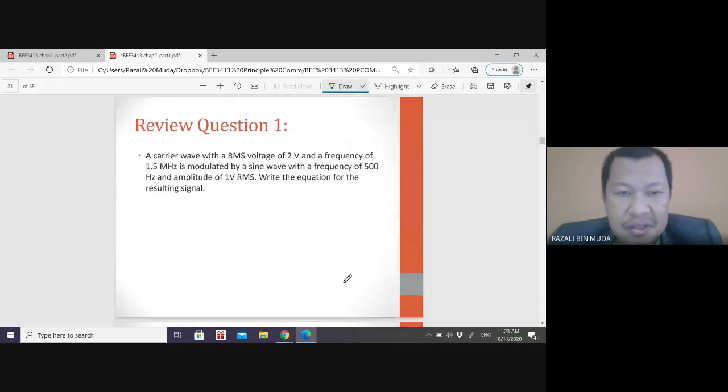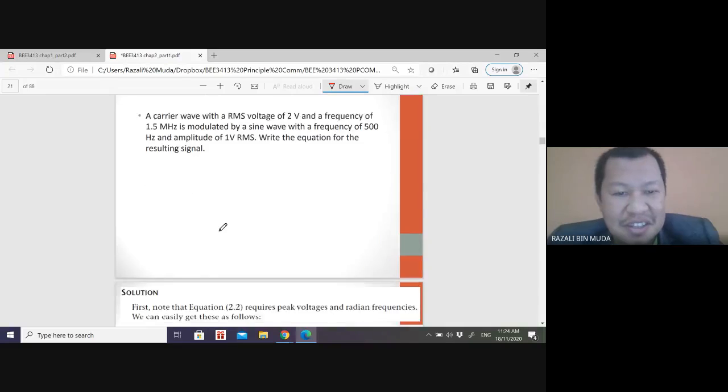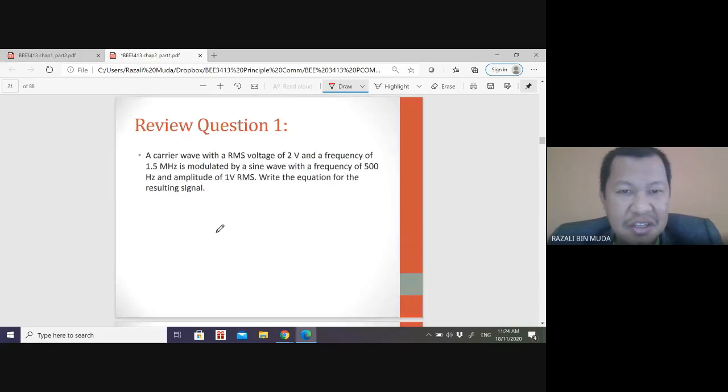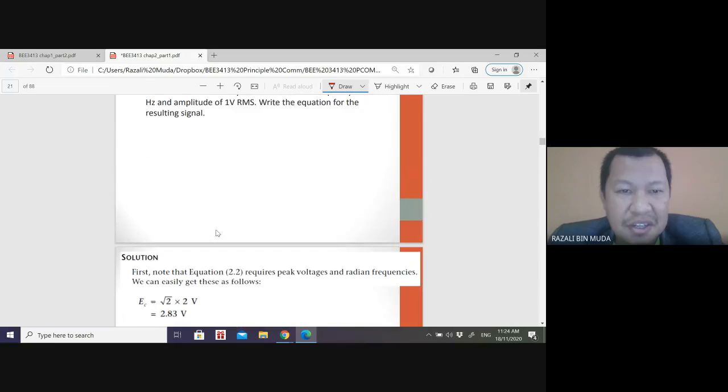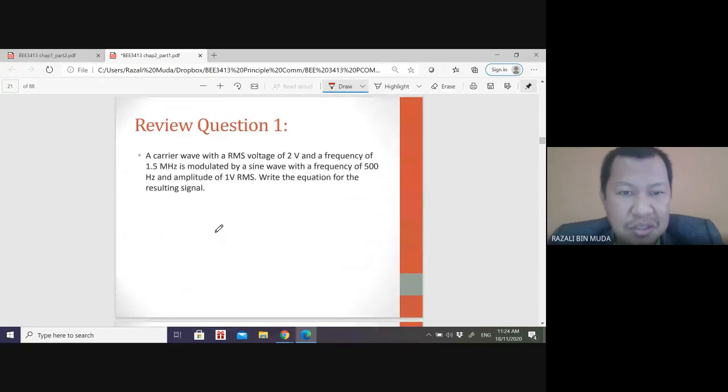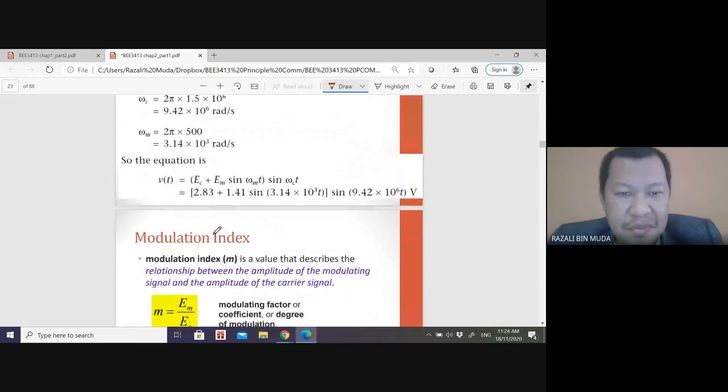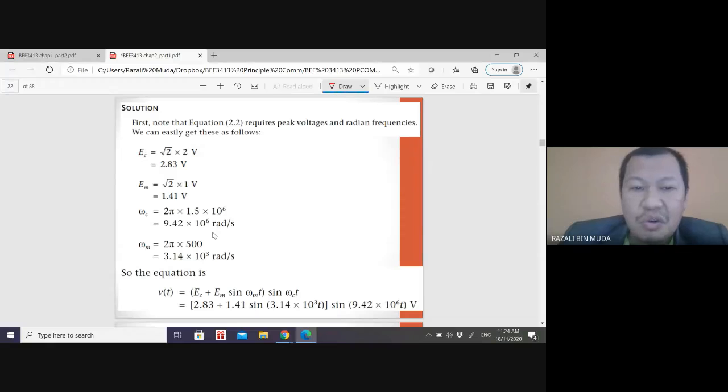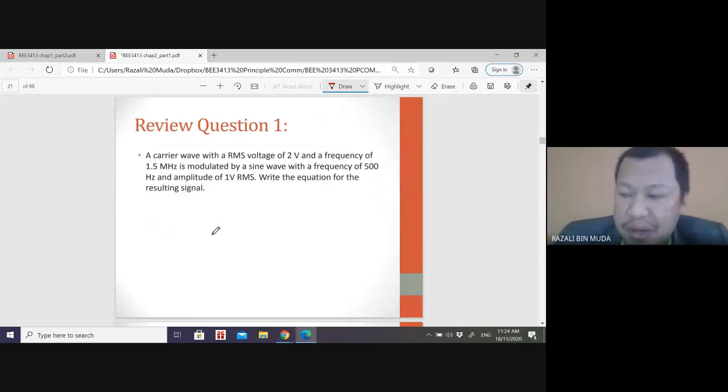Okay. Review question. So this question, I think you should try to solve. Some come with an answer, and for some the answer is not given. Okay, you should try first. In this case, the solution is given. For the quiz, we might use this kind of question, but of course with different values. We can change these values.